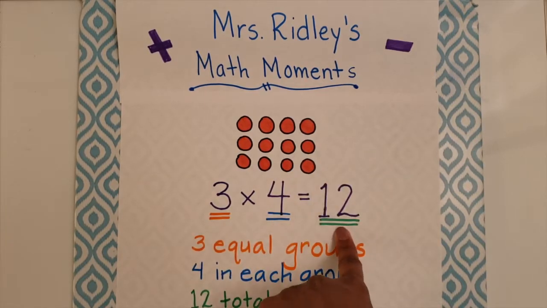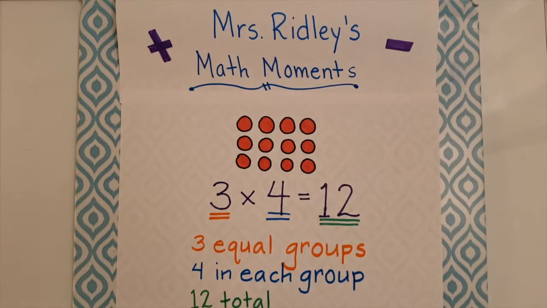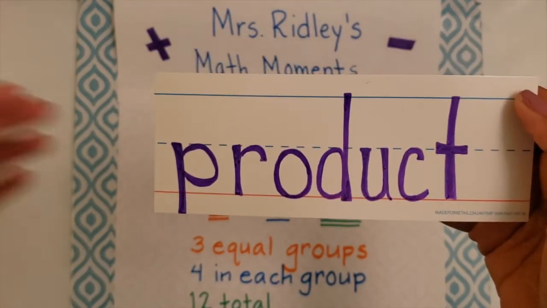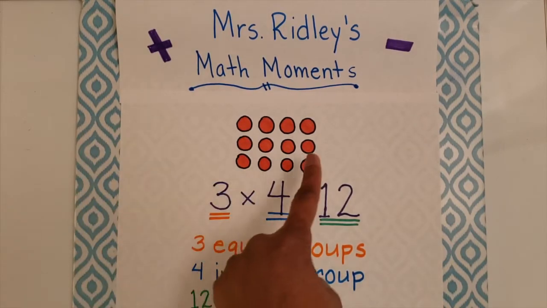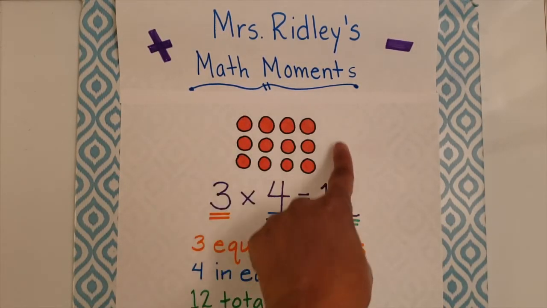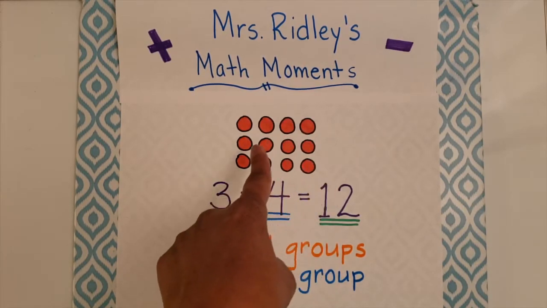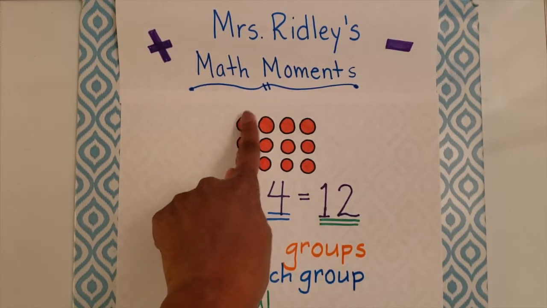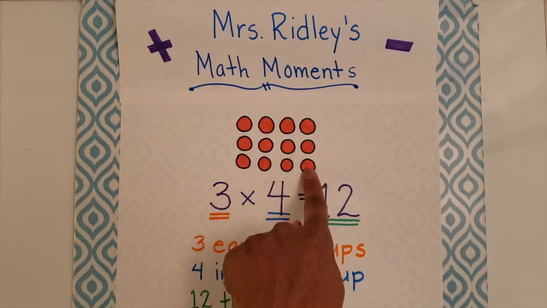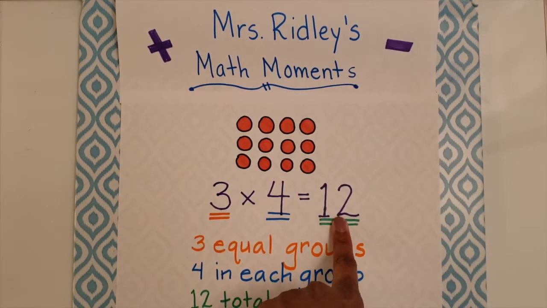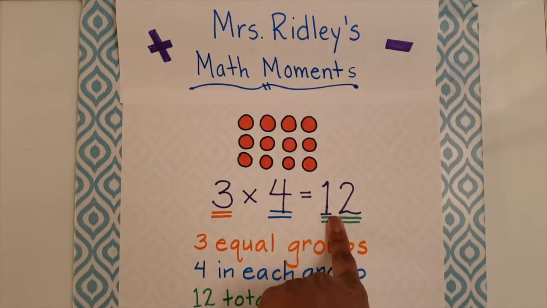The last number in this multiplication equation is 12. 12 is our product because it tells us the total of this multiplication equation. The total, also the answer. So in this array, if we count all of the red circles in the array, there are 12 red circles. Let's count. 1, 2, 3, 4, 5, 6, 7, 8, 9, 10, 11, 12. Okay, so there are 12 red circles. 12 is our total, and 12 is also our product of this equation.